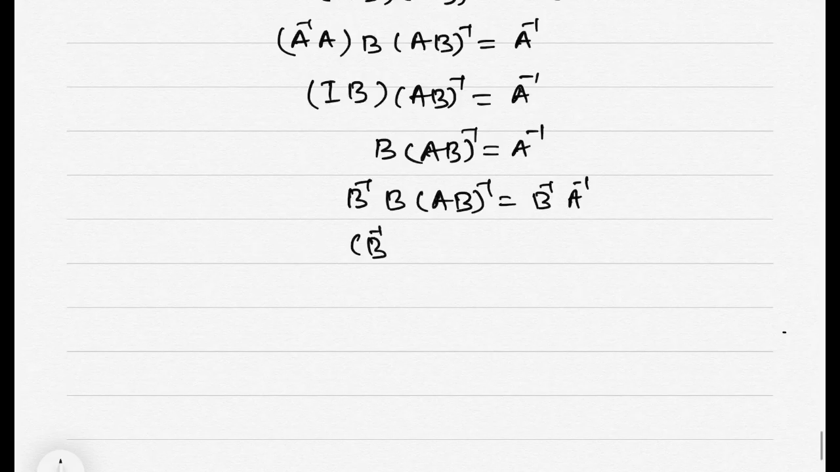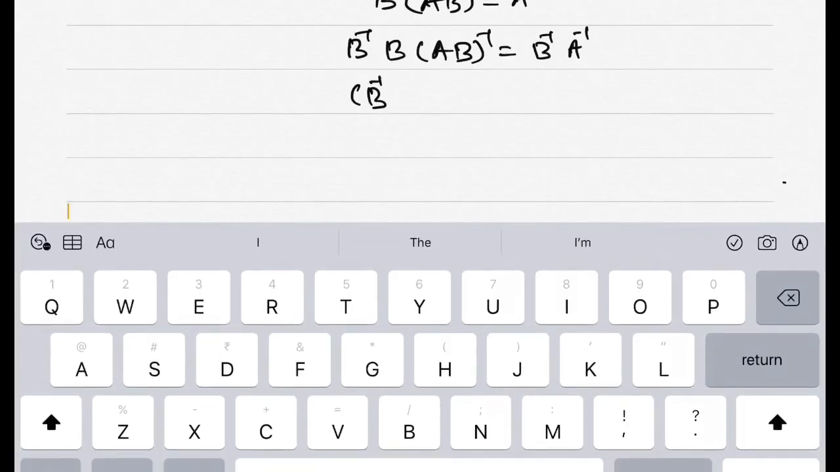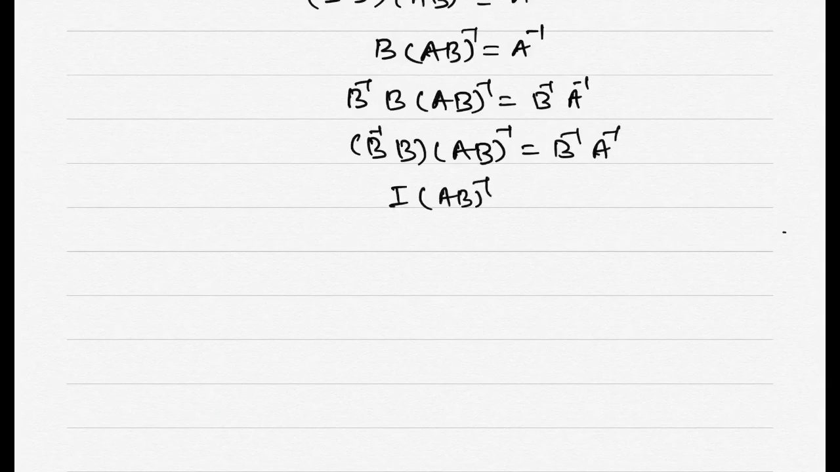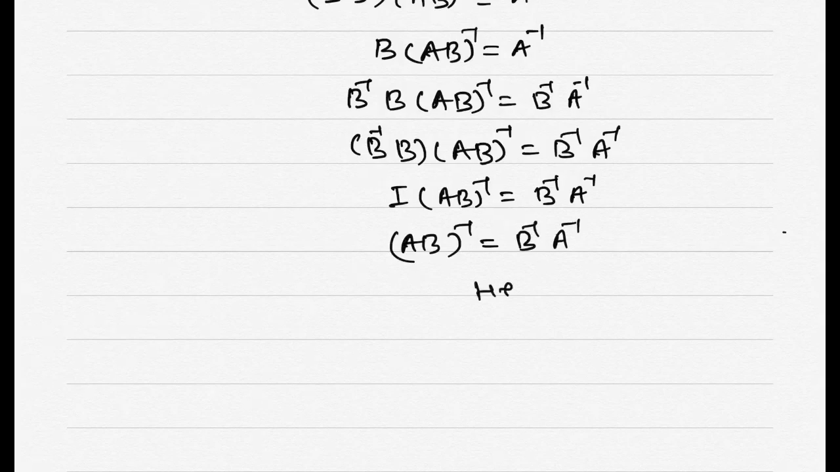Again, by the associative property of matrix multiplication, B inverse B (AB) inverse is equal to B inverse A inverse. So this is I. (AB) inverse is equal to B inverse A inverse, since I into any matrix of the same order gives the same matrix. Hence (AB) inverse equals B inverse A inverse.